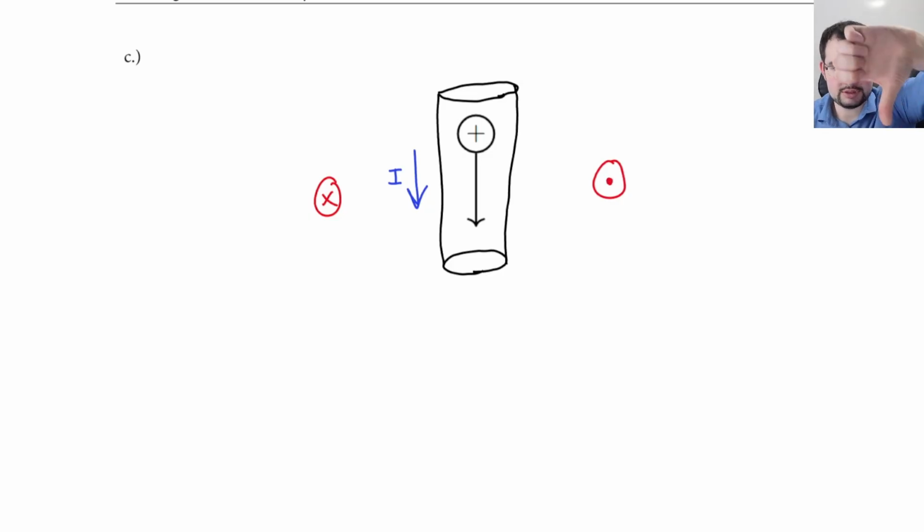Because again, notice that if you circulate, it's going to circulate like this. So I stick my thumb down, and then notice that my fingers point into the screen when I'm to the left of the wire, and they point out of the screen when I'm to the right side, because they sweep out.